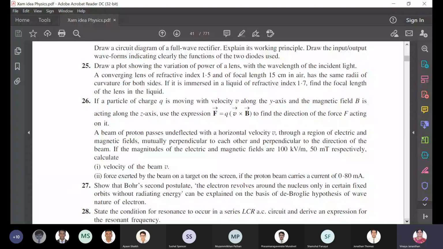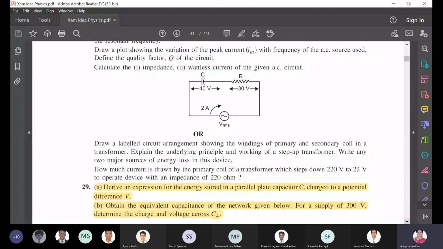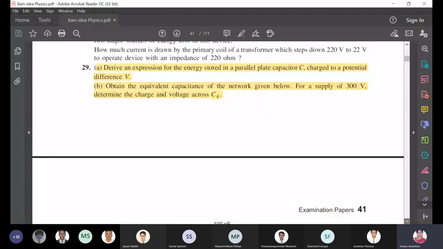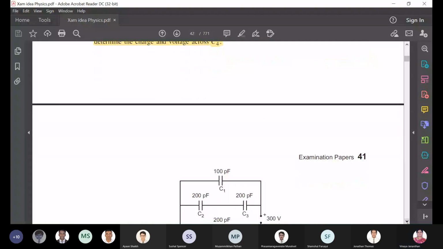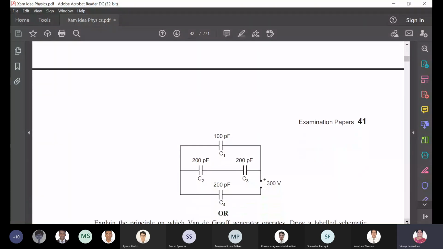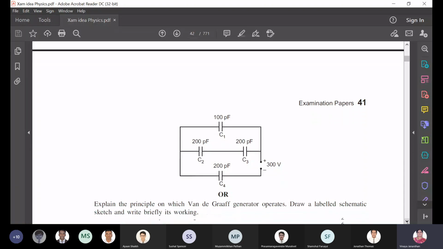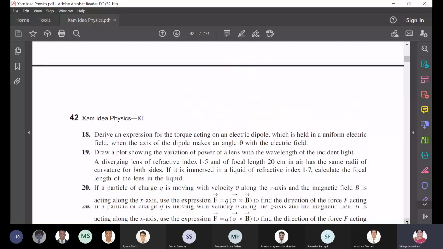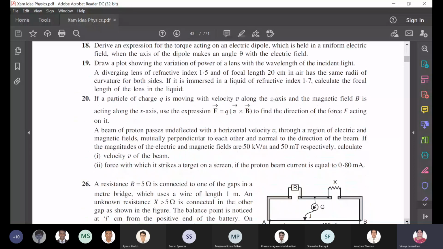Derive an expression for the energy stored in a capacitor, right? And obtain the equivalent capacitance of 4 capacitors and determine the voltage across C4. So whenever you have a derivation based question, it always comes with a numerical or it comes with a reasoning based question.